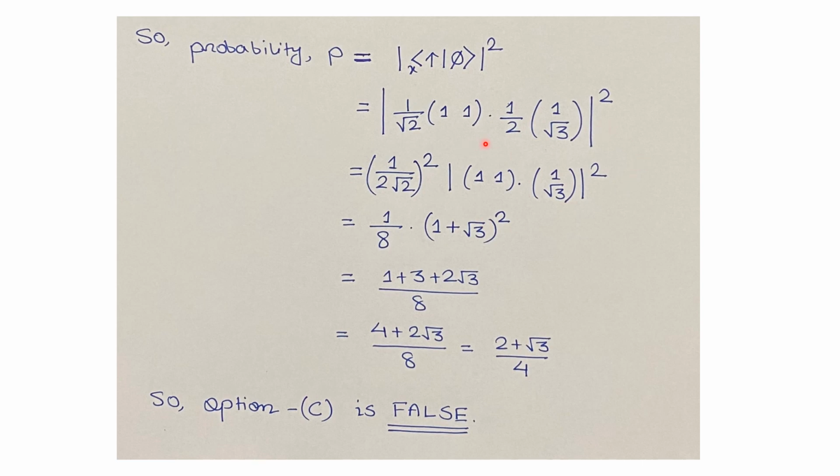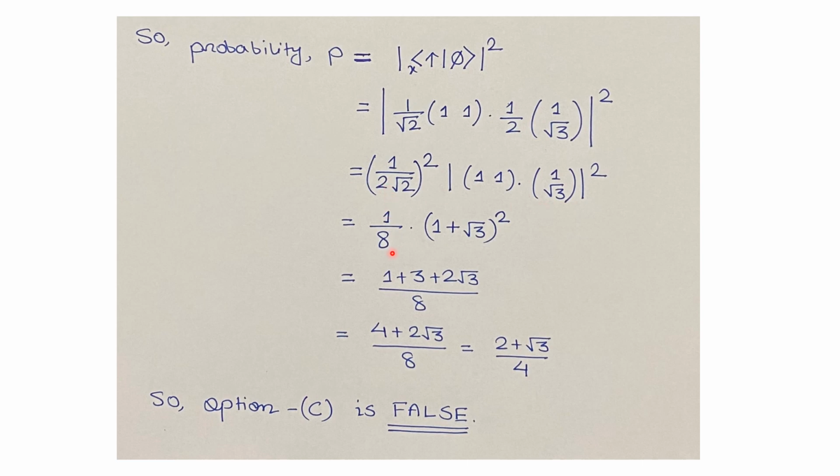So we can take out this 1 by 2 and 1 by root 2 from this mod square. So it will give 1 by 2 root 2 whole square times mod square of the multiplication between these two matrices 1 1 and 1 root 3. So this will give 1 plus root 3 mod square, and this will give 1 by 8.